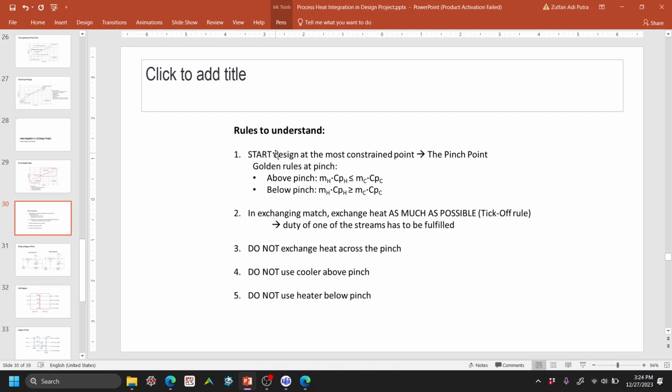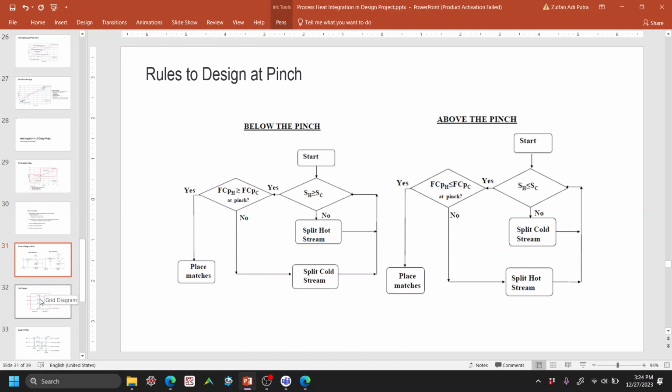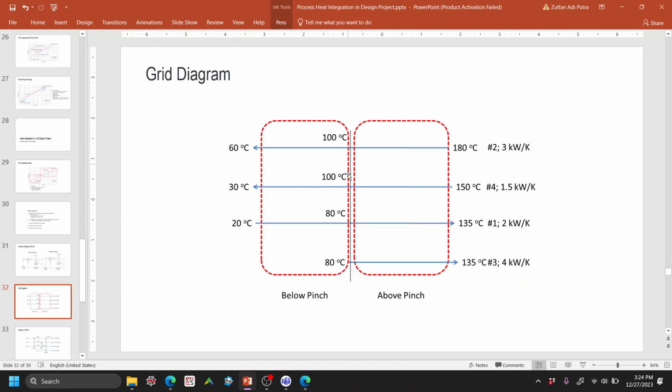These are some of the rules to understand. We will then have to start from the most constrained point, this pinch point. So this is the pinch point. Remember the pinch point is like 90 degrees C. So the hot stream's pinch point is then 90 plus 10, which is 100 degrees C. So the hot streams' pinch point is 100 degrees C, and the cold streams' pinch point is 90 minus 10, which is 80 degrees C.